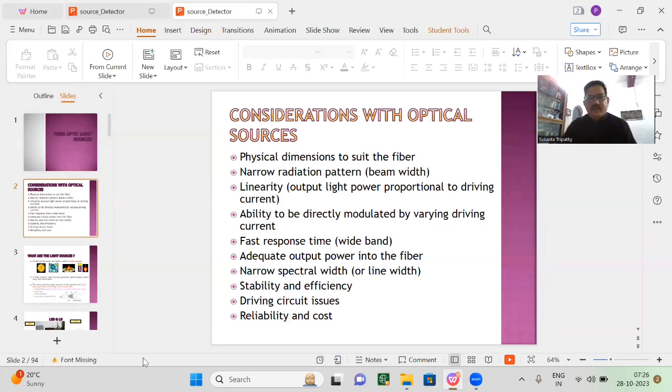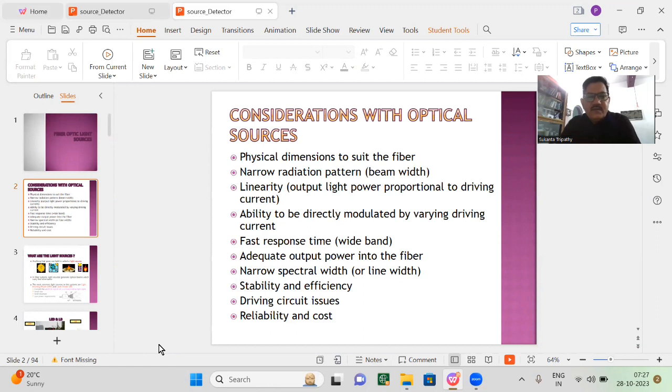Now, to begin with, we will try to understand what are the different requirements for these fiber optic sources. As you know, this fiber optic source is basically used to produce the signal, and the signal is to be introduced into the fiber. As a result, the physical dimension of the source should match with the dimension of the fiber. And as you know, the dimension of the fiber is of the order of micrometers. Therefore, the dimension of the source should also be of the same order of dimension. So this is the first requirement for the fiber optic source.